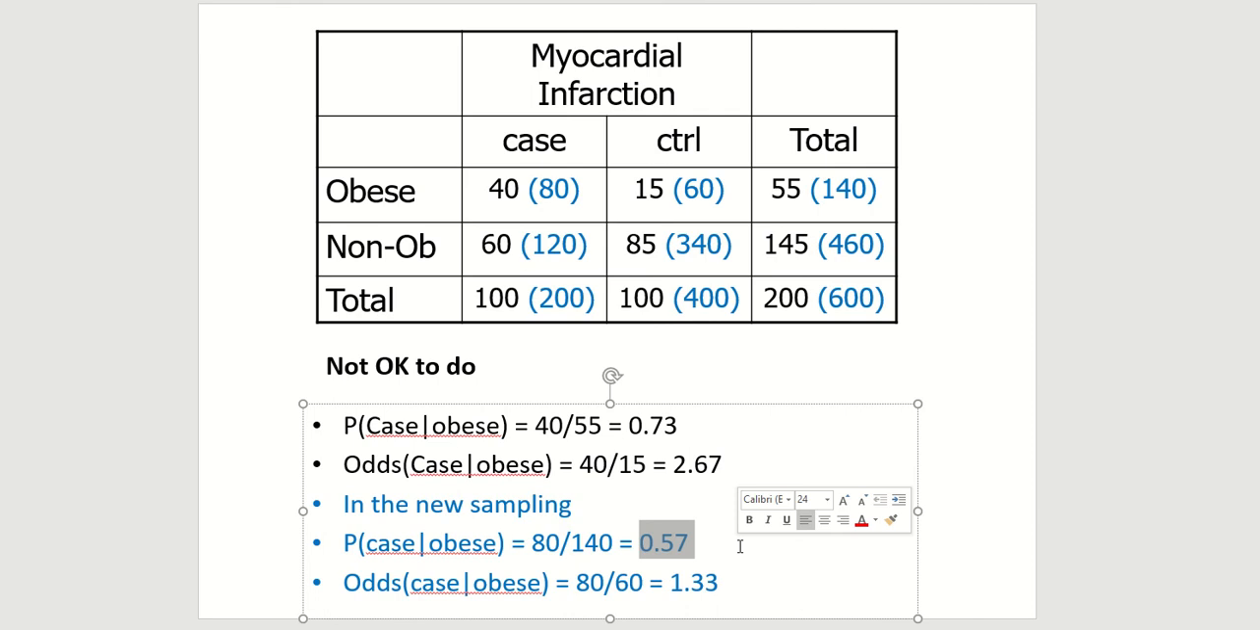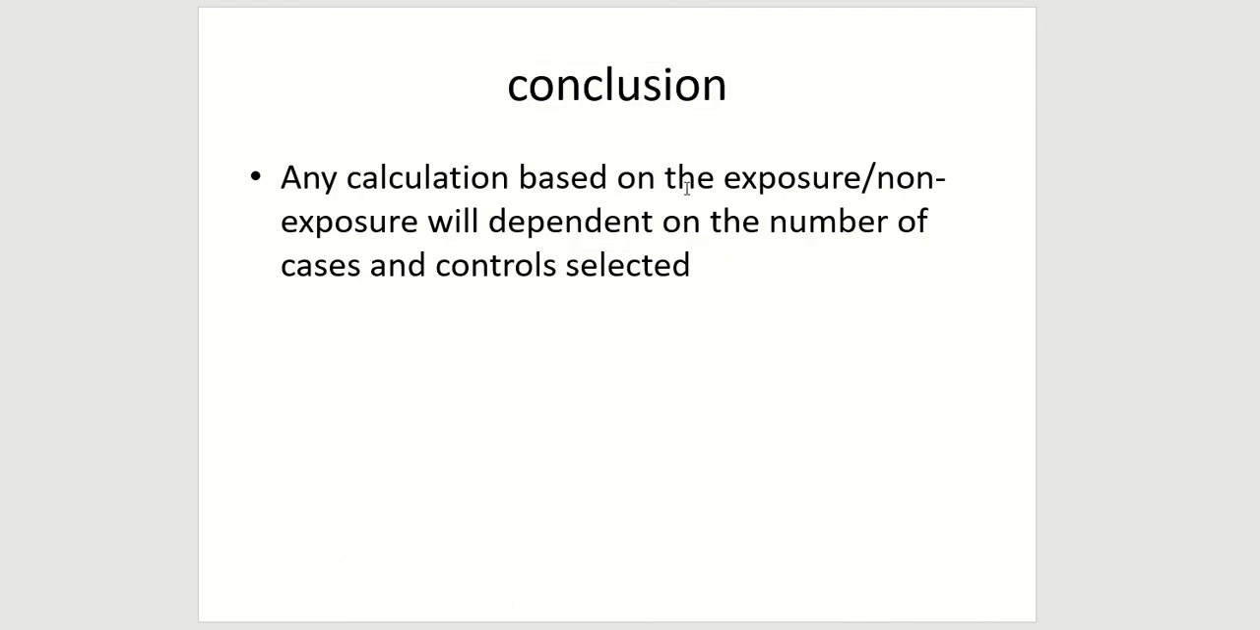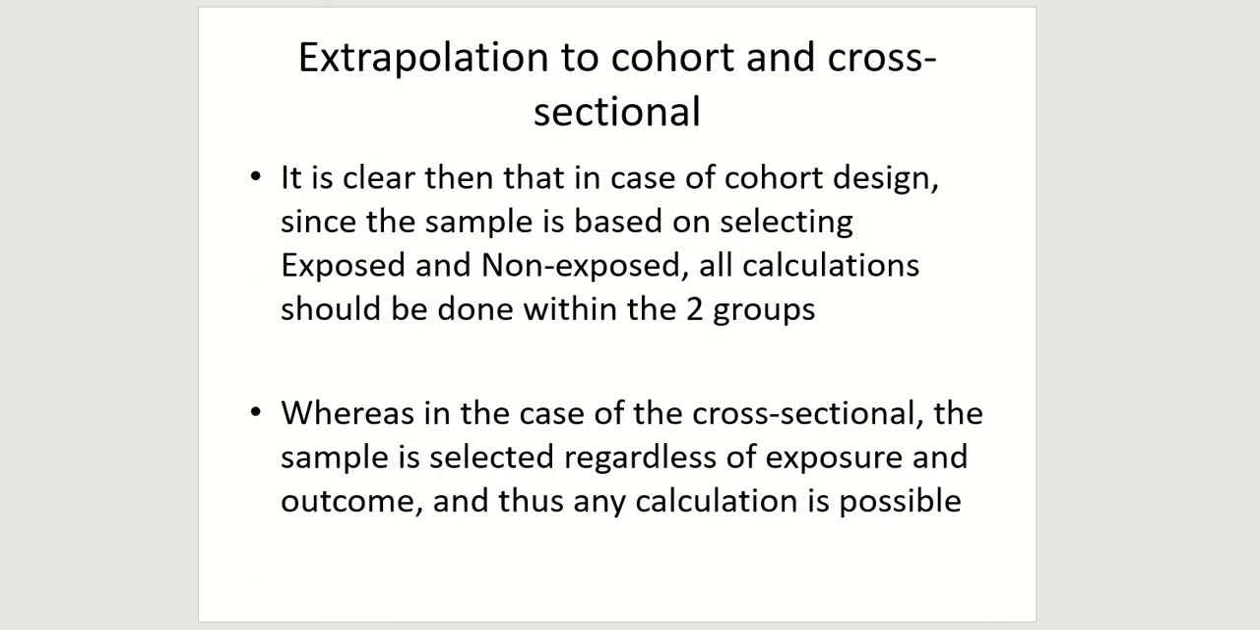It's not supposed to be changing just because I changed my sample size. Just because I changed the sample size, I'm getting a different value. That means you're calculating something that you're not supposed to calculate. And don't do that. So in conclusion, any calculation based on exposure or non-exposure will depend on the number of cases and controls selected, and therefore you should not do it. You are only supposed to calculate things within the cases and within the controls.